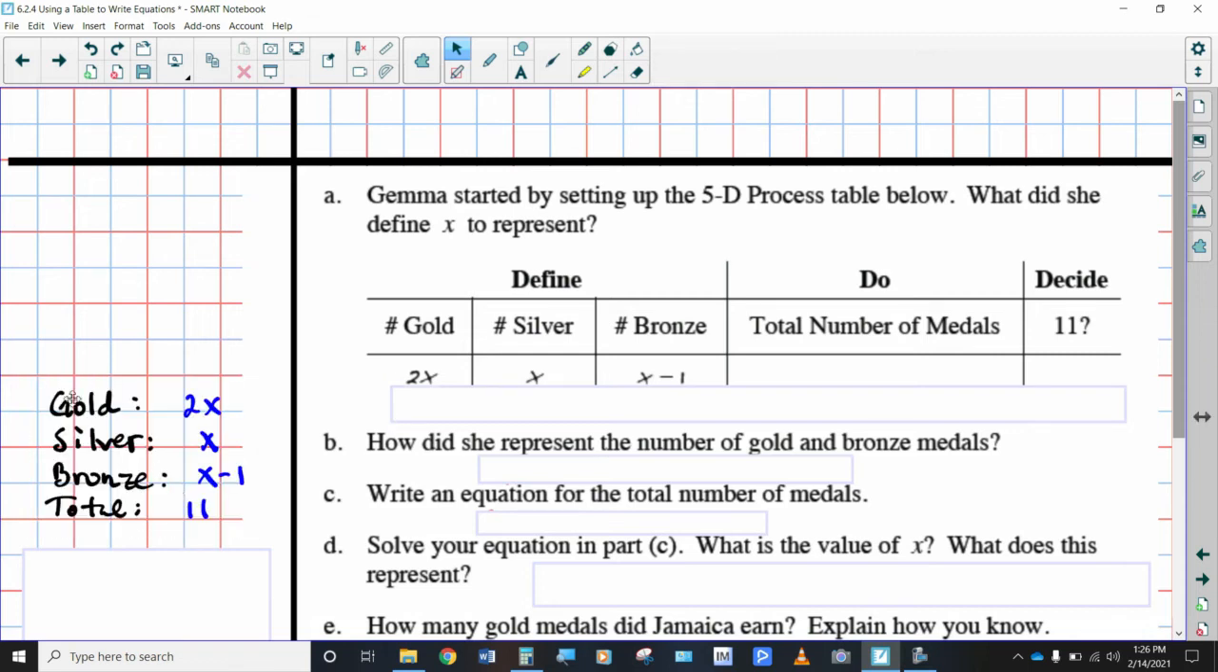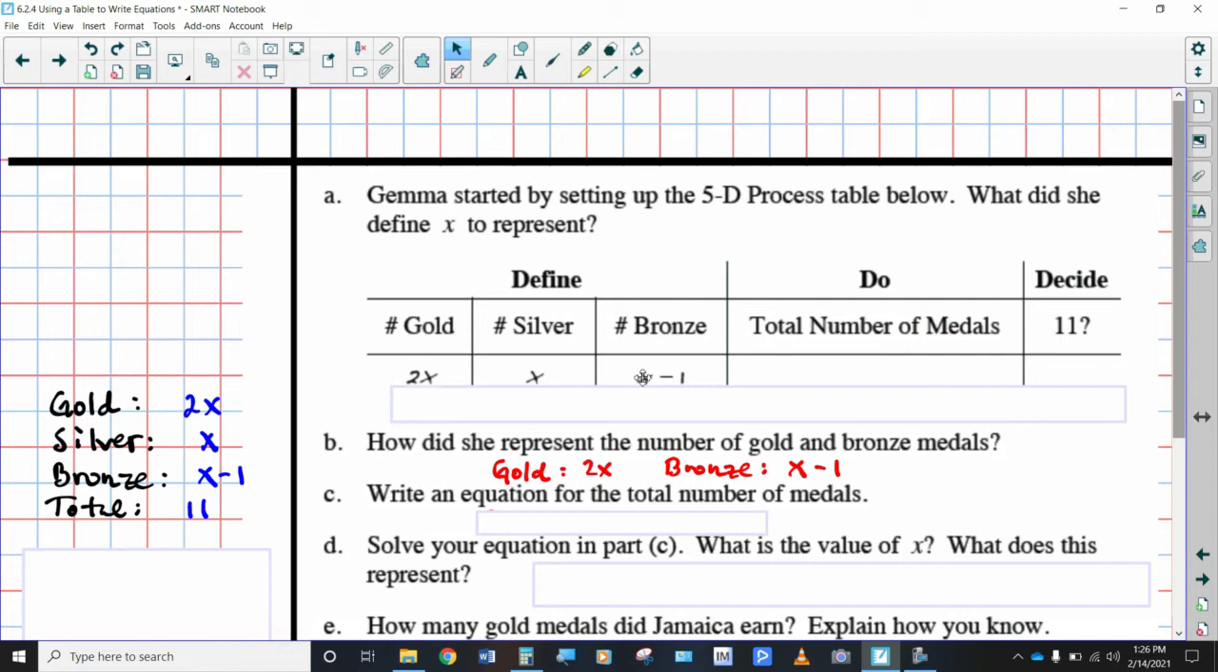That's kind of what we would do. We would say gold would be 2x because silver is 1x, and there's twice as many gold as silver. The bronze is x minus 1, and the total would be 11. Okay, so how did she represent the number of gold and bronze medals? Same way that we did. The gold was 2x, and the bronze was x minus 1.